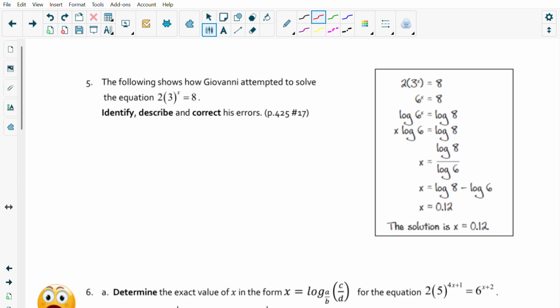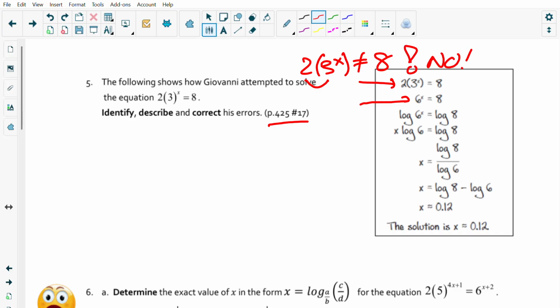All right, number 5. The following shows how Giovanni attempted to solve the equation 2 times 3 to the x equals 8. Identify, describe, and correct his errors. Well, this is a good textbook problem. Right here, folks, 2 times 3 to the x does not equal 8. You cannot just multiply that 2 and the 3, because it has brackets and there's an exponent there. That's the error right here.